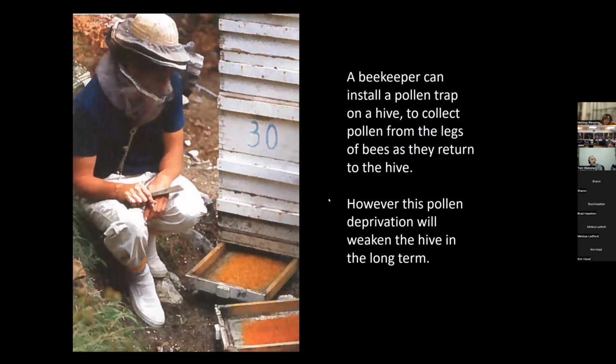Now we can collect pollen from hives using a pollen trap. There are different designs. This is just one design. The idea of a pollen trap is that it forces the bees to wiggle through a screen, and then the pollen balls fall off of the bee down into the trap. And then the beekeeper can empty the trap. You have to do it pretty often, perhaps once a day, so this pollen doesn't spoil. And then you've got to clean it and so forth.